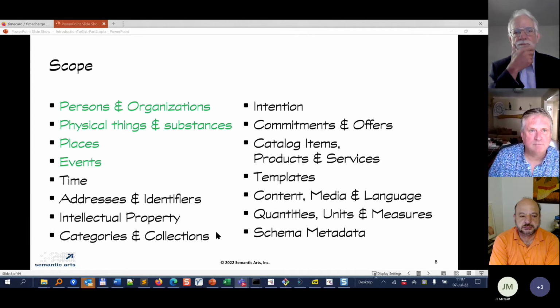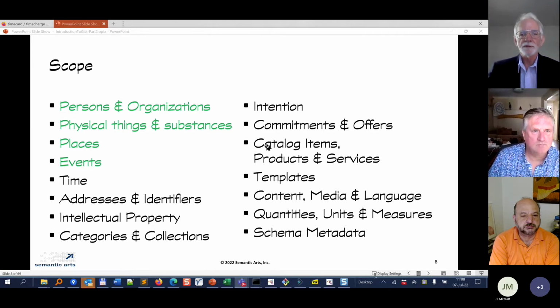Okay, so what's the scope of GIST? So there's persons, organizations, physical things, places, events, time, addresses, products, templates, content, a whole bunch of stuff. And what's in green here is what we went through in a fair amount of detail last time, and I'm just going to pick up from where we left off. Not everything is in the exact order of the presentation here, but it's close enough.